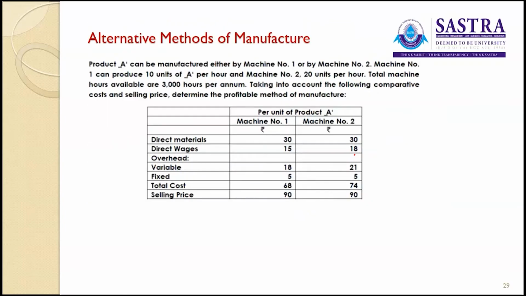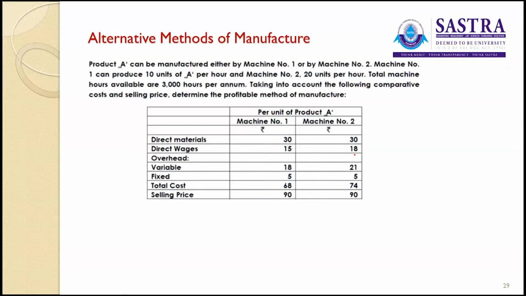Next, we shall look at alternative methods of manufacture. Product A can be manufactured either by machine 1 or machine 2. Machine 1 can provide 10 units of A per hour. Machine 2 can provide 20 units of A per hour. Total machine hours available is 3,000 per annum. Taking into account the following comparative cost and selling price, determine the profitable method of manufacture.